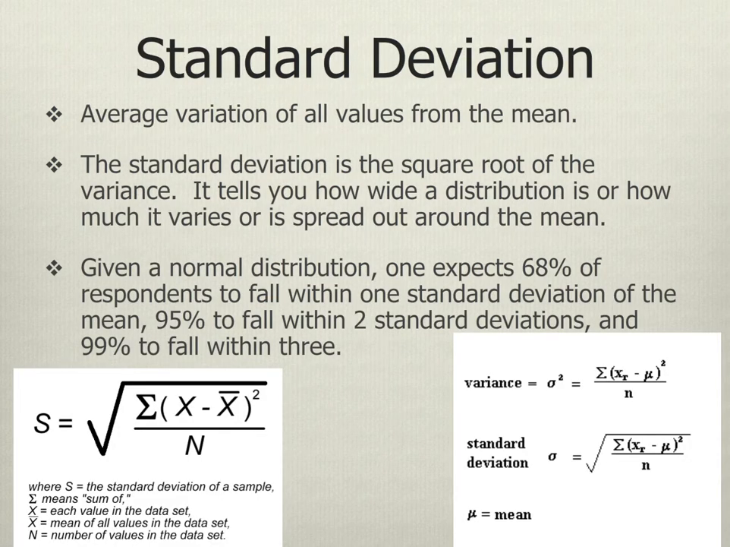The standard deviation takes the square root of the variance. It gives us the average amount each value varies from the mean. The larger the standard deviation, the more spread out a distribution is. The smaller the standard deviation, the more tightly clustered around the mean a distribution is. As a general rule, if a distribution is normal, we expect 68% of respondents to be within 1 standard deviation of the mean, 95% to fall within 2 standard deviations of the mean, and 99% to fall within 3 standard deviations of the mean.